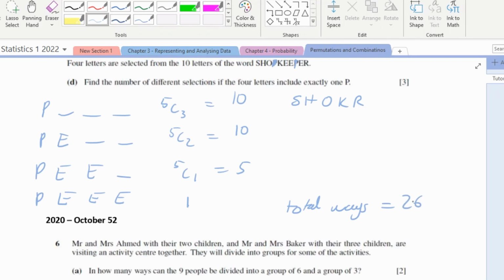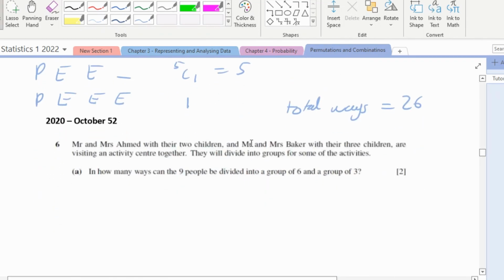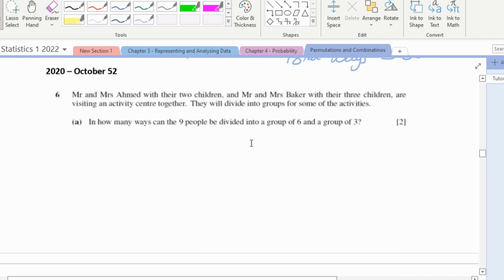Now, just when you guys were getting happy and thinking that you knew how to do this, we've got one of these people ones. Mr. and Mrs. Ahmed with their 2 children and Mr. and Mrs. Baker with their 3 children are visiting an activity centre together. They will divide into groups for some of the activities. In how many ways can the 9 people be divided into a group of 6 and a group of 3?